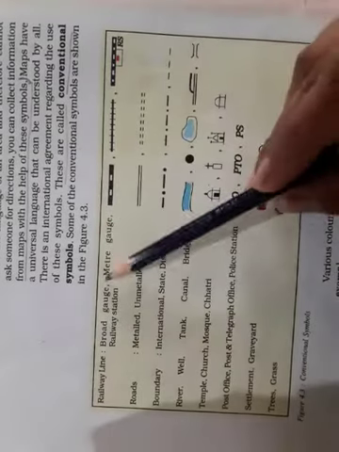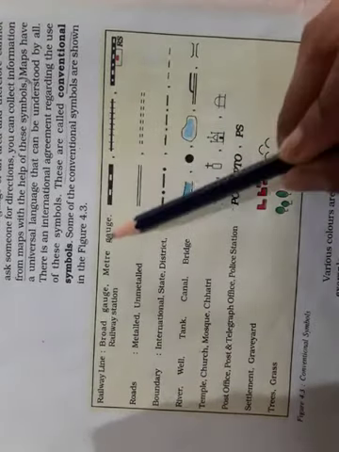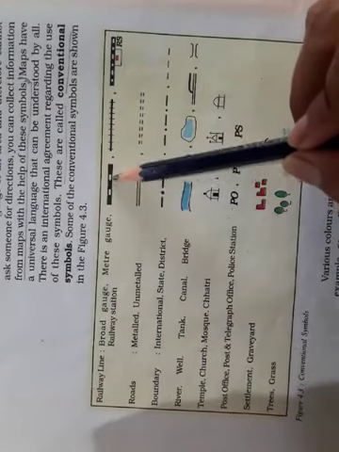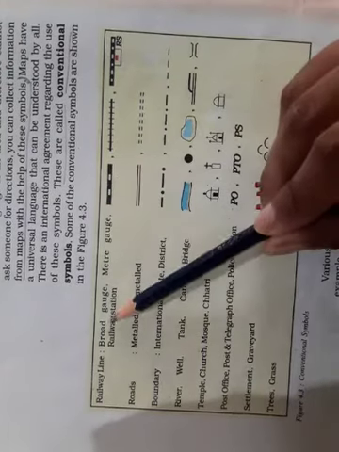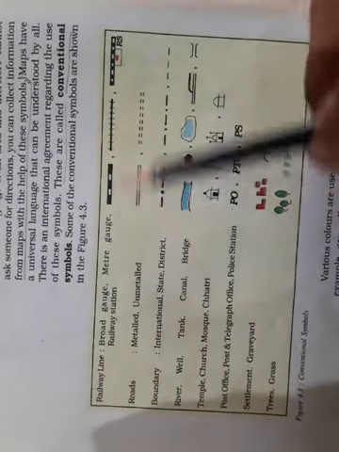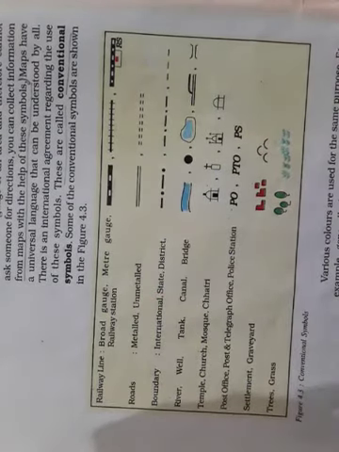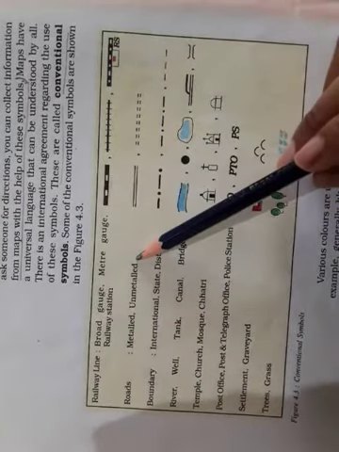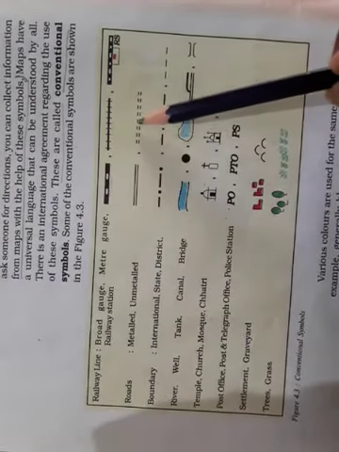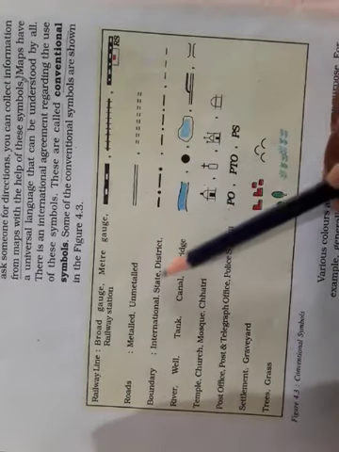Now in a map lots of symbols are given. These are the symbols and their names, like railway line. To show a railway line in the map, we draw this one. For broad gauge, this one, meter gauge, and the railway station. Roads. Now roads are of two types, metalled and unmetalled. Metalled means which are in good condition, unmetalled which are not in good condition.